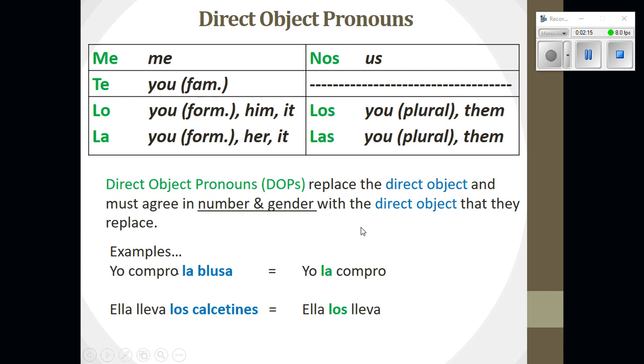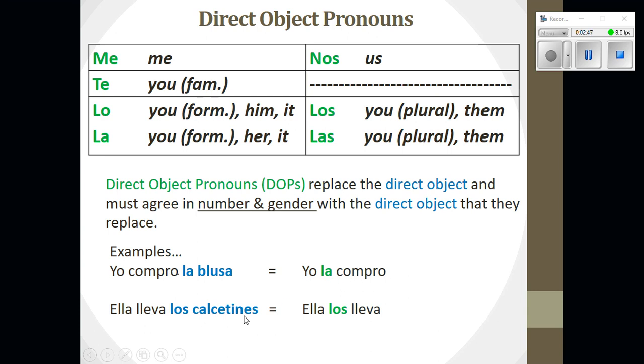Direct object pronouns, or DOPs, replace the direct object and must agree in gender and number with the direct object that they replace. So for example, if I say yo compro la blusa, we know that blouse is the direct object because it's what I buy. So we want to take it out, get rid of it, and replace it with a pronoun, okay? So if we want to say I buy it, it being feminine would be la. So yo la compro means I buy it.